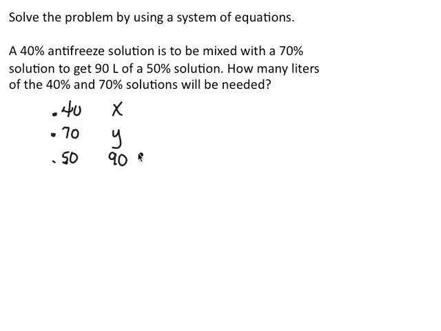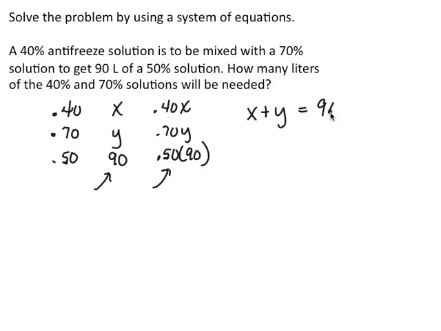Now to go ahead and get my concentrations, I'm going to multiply across here. I get 0.40 times X, 0.70 times Y, and 0.50 times 90. Now the reason I like to organize my data like this is because these two columns give me the equations that I need to solve this problem. So my first equation is X plus Y equals 90, and my second equation is 0.40X plus 0.70Y equals 0.50 times 90, which is 45.